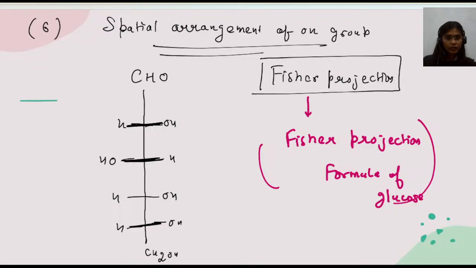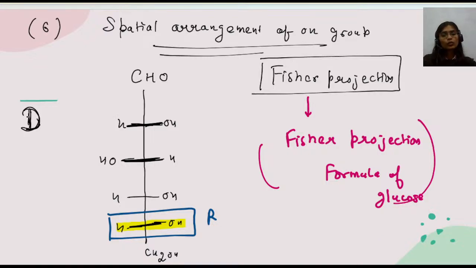Although I already told you in the previous class, let me quickly give you a brief. If you're observing the last portion here, I told you that for the second last carbon you have to check, and what is it? It is on the right hand side, and hence it becomes capital D. It becomes capital D if the OH is present on the right hand side. So it's a D configuration.